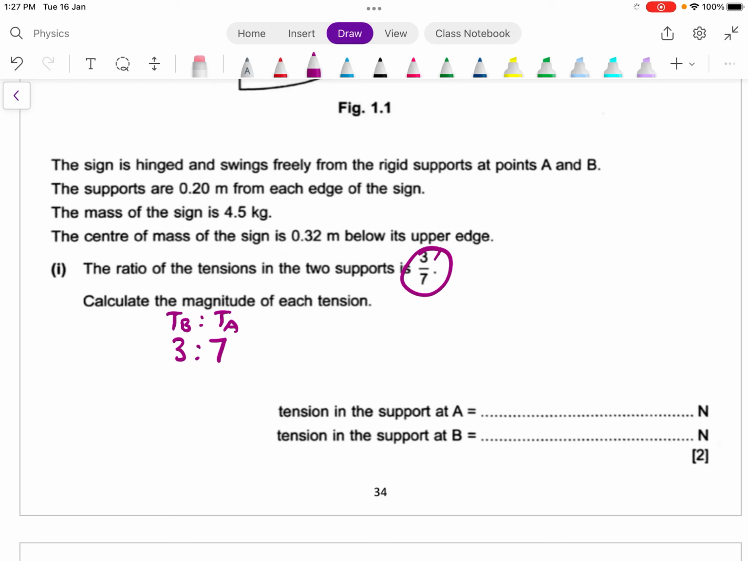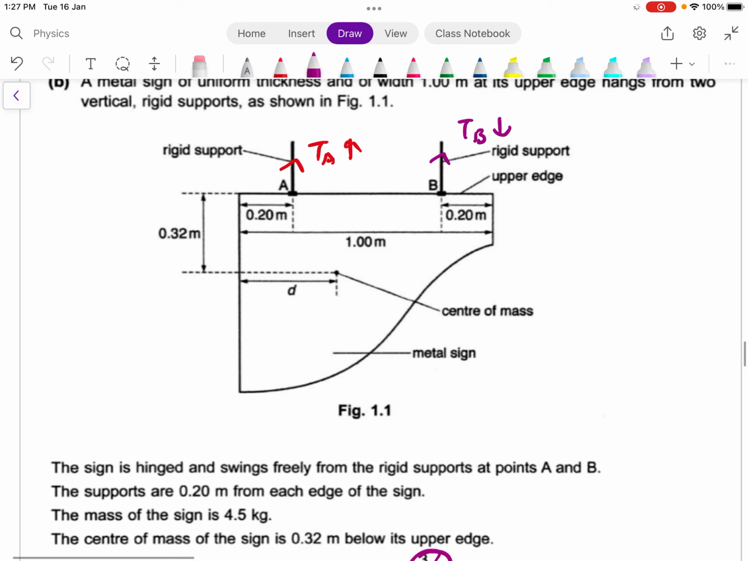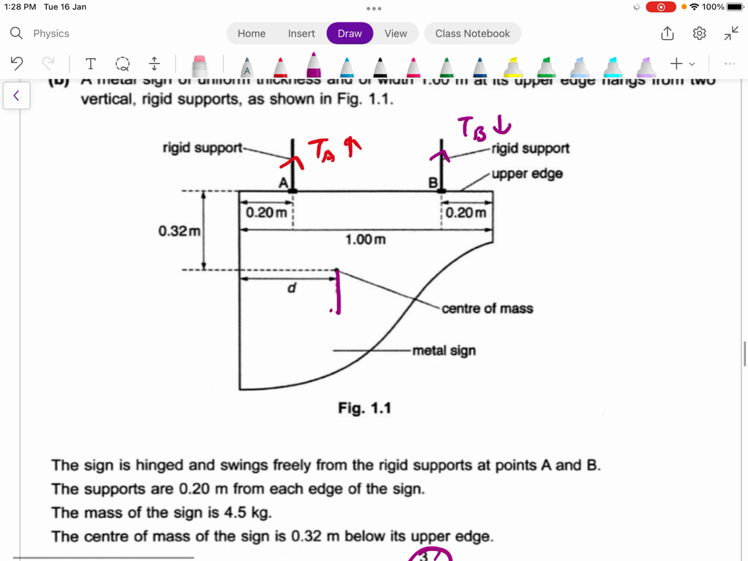So with this, I know that my sign is in equilibrium. So for this type of question, I don't use the POM, the principle of moments. I use the resultant force because they never ask us to use the POM, right? So I know that my total upward force must be equal to the total downward force. The total downward force is just the weight, right? So 4.5, remember to multiply by 9.81. So this will be the weight.